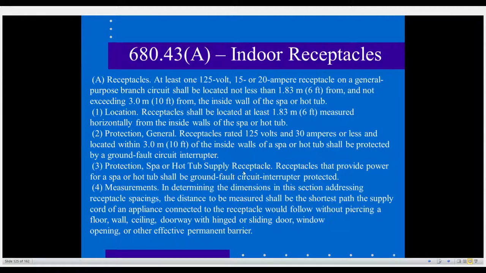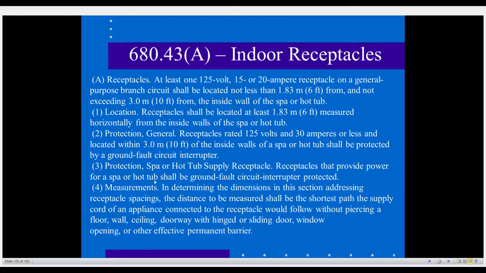Protection for the actual receptacle that's being used to supply the spa or hot tub: that receptacle that provides power for the spa or hot tub shall be ground fault circuit interrupter protected. So we need to protect that receptacle in that application. You're going to see something later which allows some units to have it integral into the cord, because they're more of a portable-ish type of thing. We'll talk about that when we get there. So the general rule here is we're going to GFCI protect any of the receptacles that are within 10 feet of this spa or hot tub that are 125 volt, 30 amps or less.